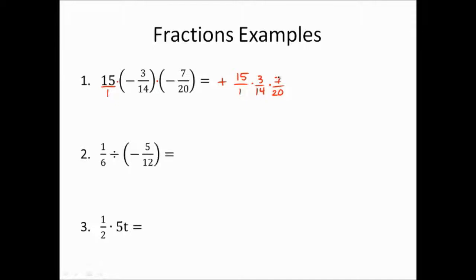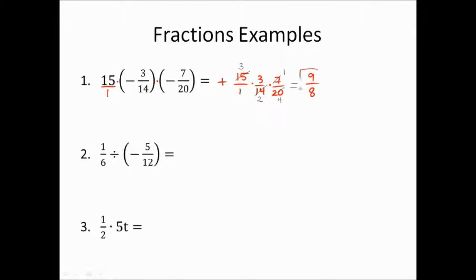So here we go. We've got 7 over 14. 7 and 14 have a common factor of 7. Divide them both by 7, giving you 1 and 2. 15 and 20 have a common factor of 5. Divide them both by 5. You get 3 and 4. I think that's it. So let's go on and multiply these numbers here. So 3 times 3 gives us 9, and 2 times 4 gives us 8.